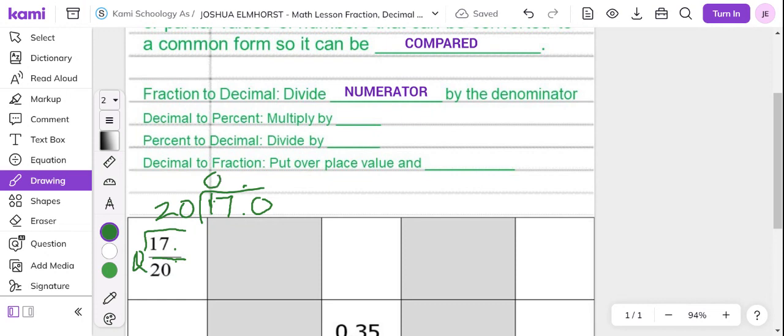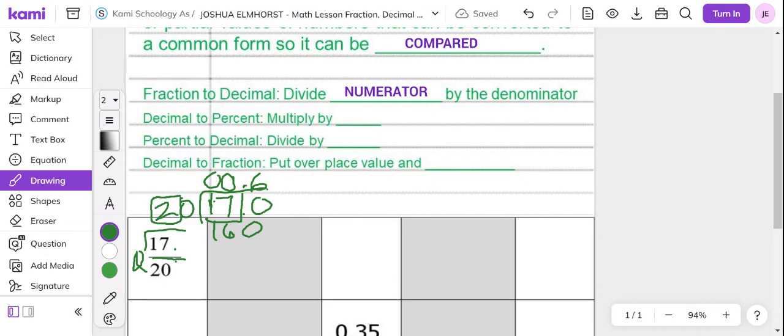20 goes into 1 zero times. 20 goes into 17, so there's no whole numbers in this fraction. And then 20 is going to go into 170. Looks like we're going to do it 8 times. If we look at the first digit here, 2 goes into 17 8 times. We can use that to help us estimate. So 8 times 20 is 160.